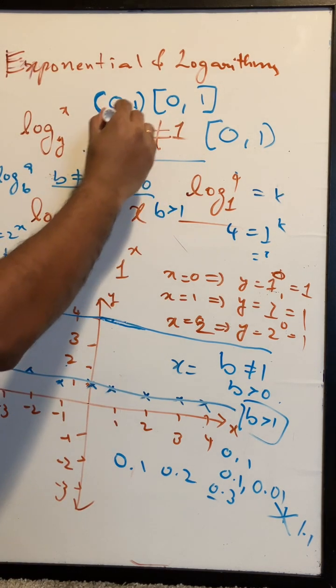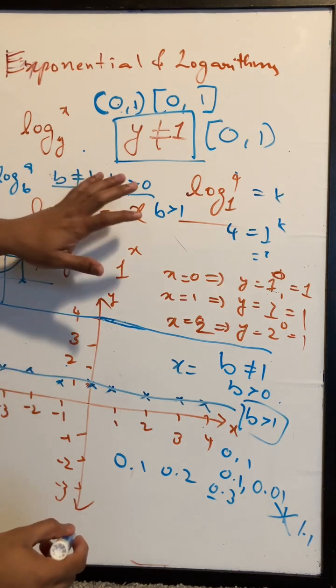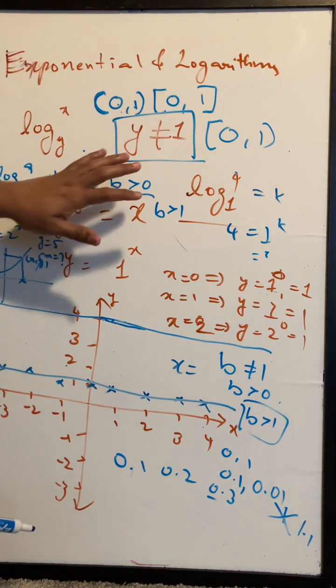So this is all about y not equal to 1. I hope you understand why we keep y not equal to 1.